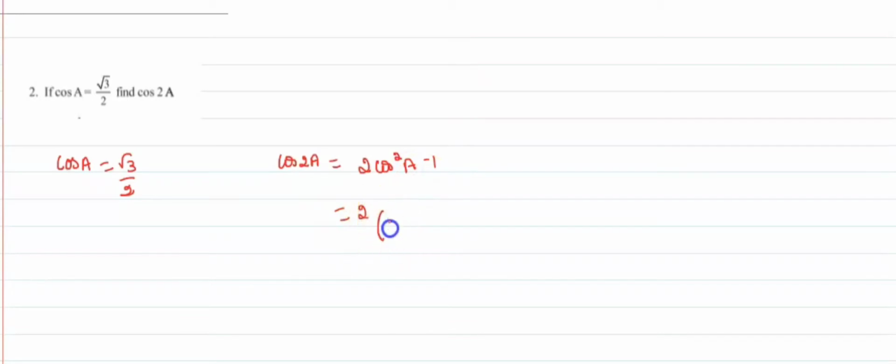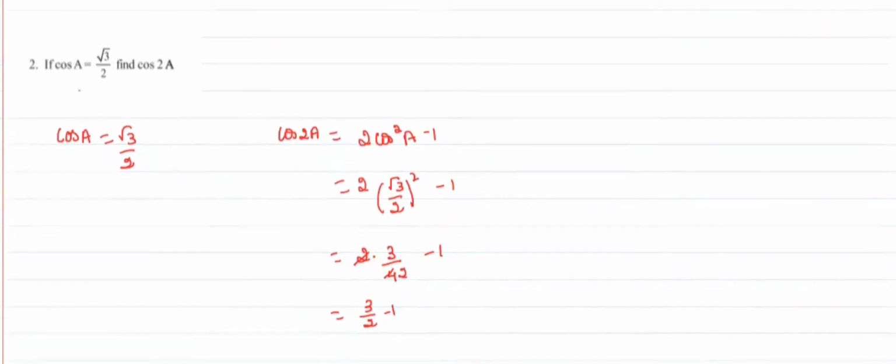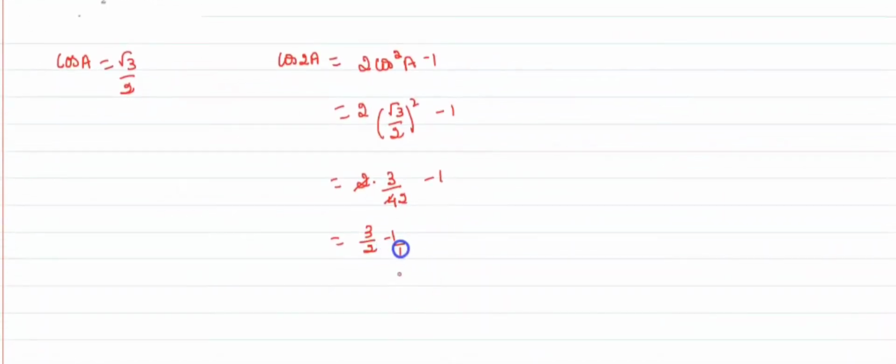We have the cos a value, which is root 3 by 2, whole square, minus 1. The square is for both root 3 as well as for 2. So root 3 whole square is 3 itself, 2 square is 4, minus 1. 2 ones are 2, 2 twos are 4. So this is 3 over 2 minus 1. Since this is a fraction, let me write this also as a fraction. So this is 3 minus 2 over 2, which on further simplification is 1 over 2. Therefore, cos 2a value is 1 over 2. Hope you understood. We will move with the next question.